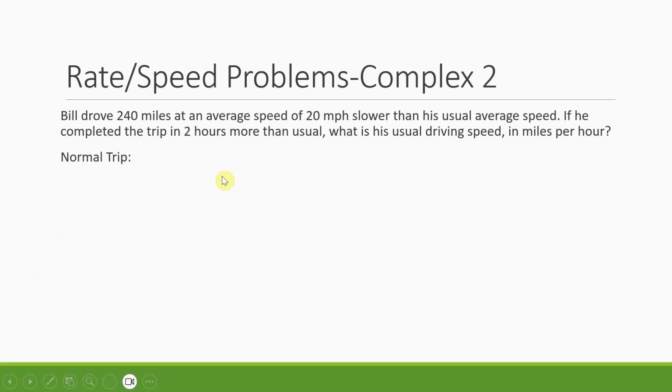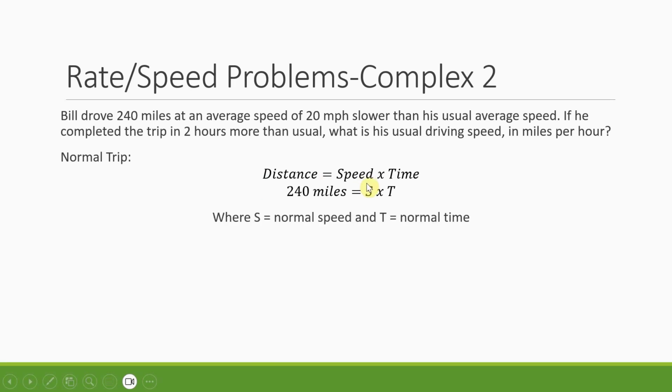So this time, let's start with the normal trip. Same equation, distance equals speed times time. I know the distance, it's 240 miles, but I don't know his normal speed and I don't know his normal time, so that's as far as I can go. 240 equals s times t. Can't do anything else with the normal trip right now, so let's go to that slow trip.